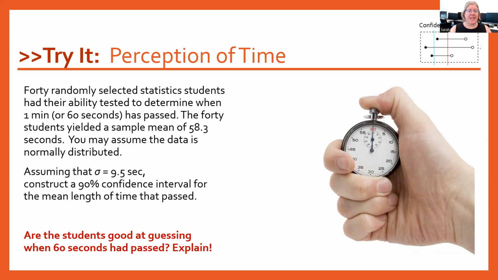So 40 randomly selected statistics students had their ability tested to determine when 1 minute or 60 seconds had passed. The 40 students yielded a sample mean of 58.3 seconds. You may assume the data is normally distributed. If sigma is equal to 9.5 seconds, construct a 90% confidence interval for the mean length of time that passed. And then once you've found that interval, there's a follow-up question: are the students good at guessing when 60 seconds had passed? Explain. All right, so go ahead and pause the video and give these a try.